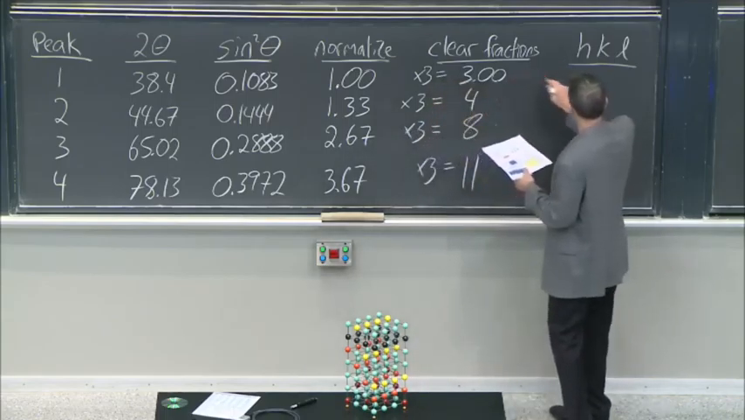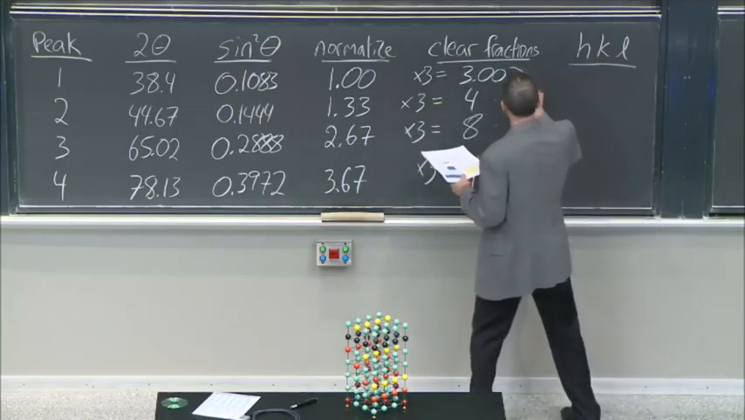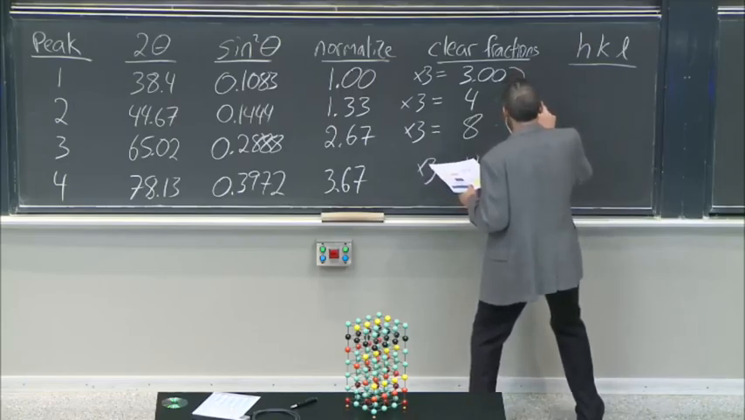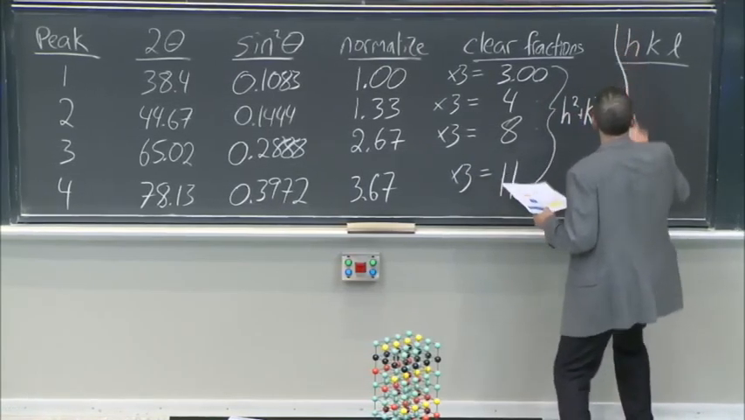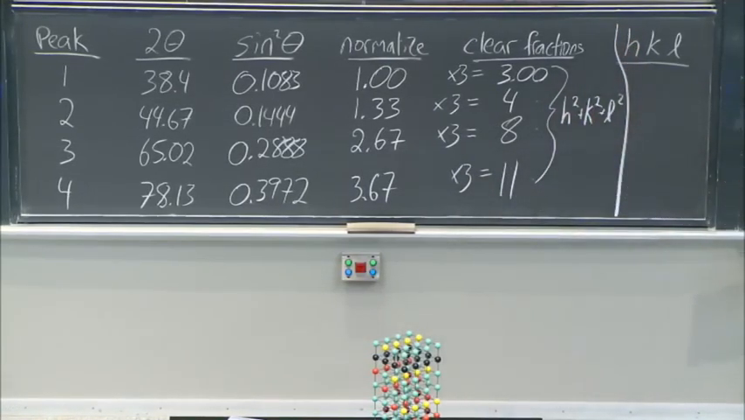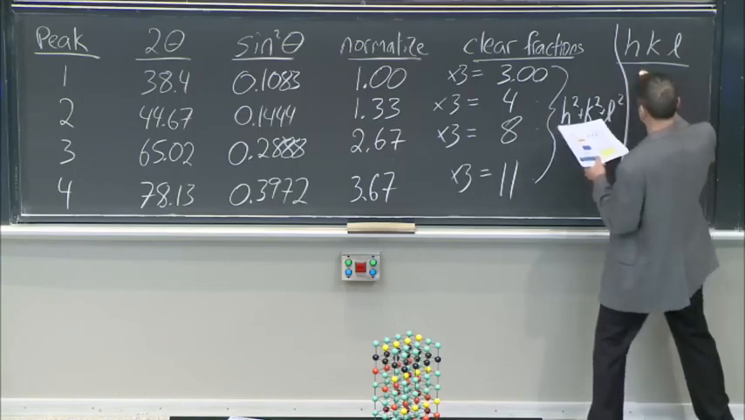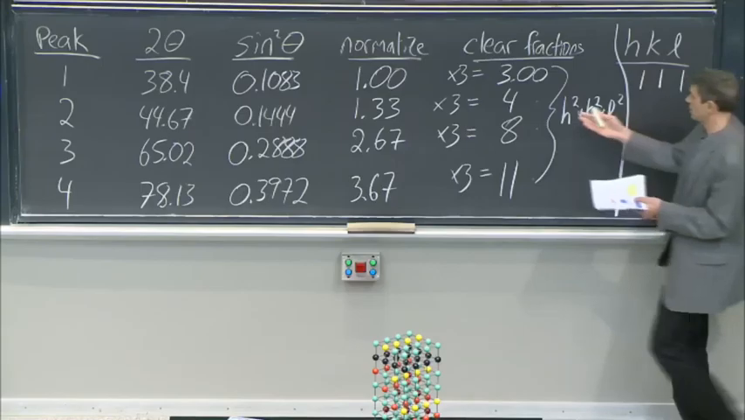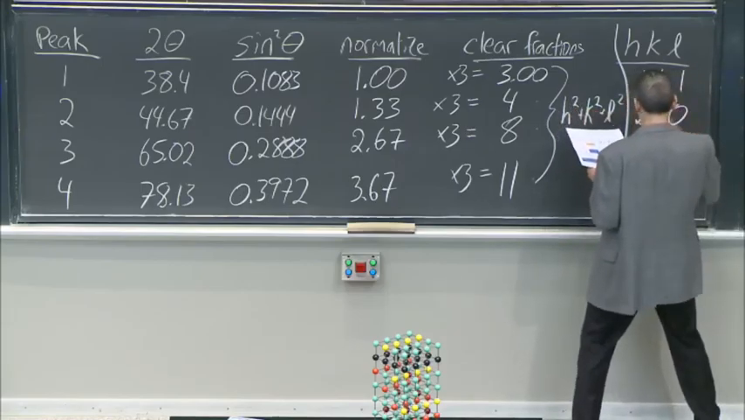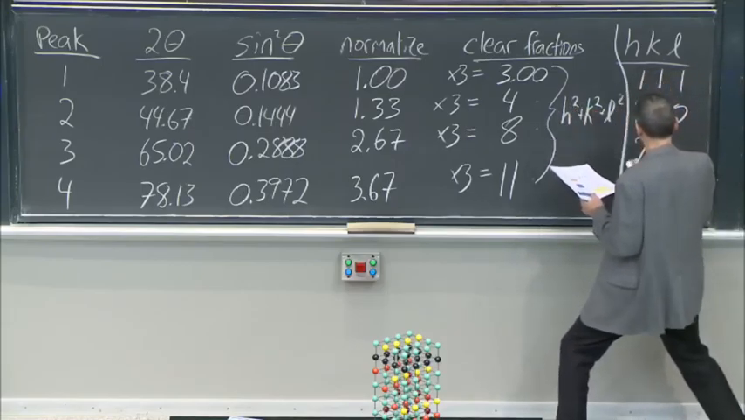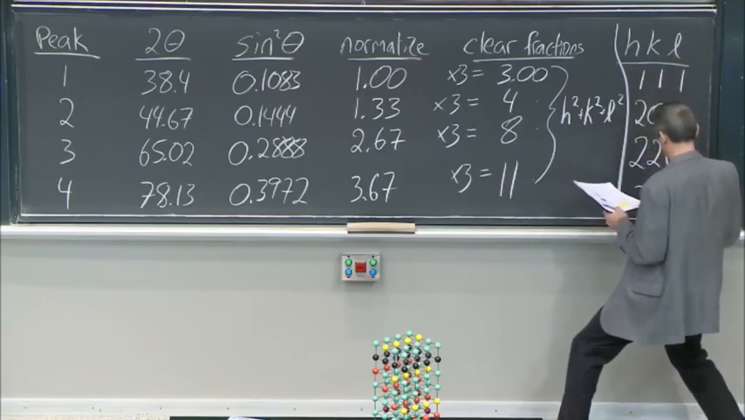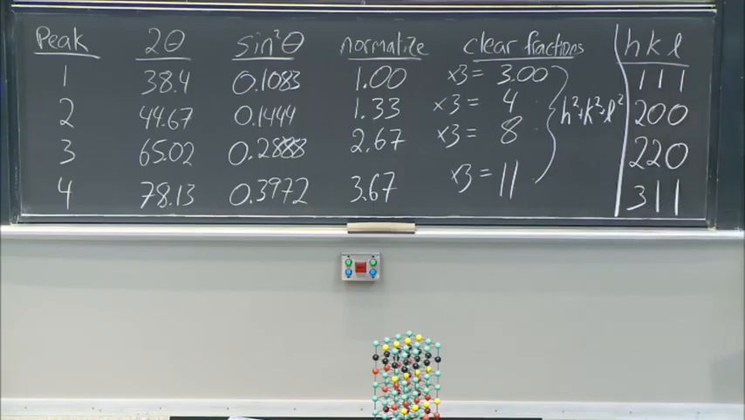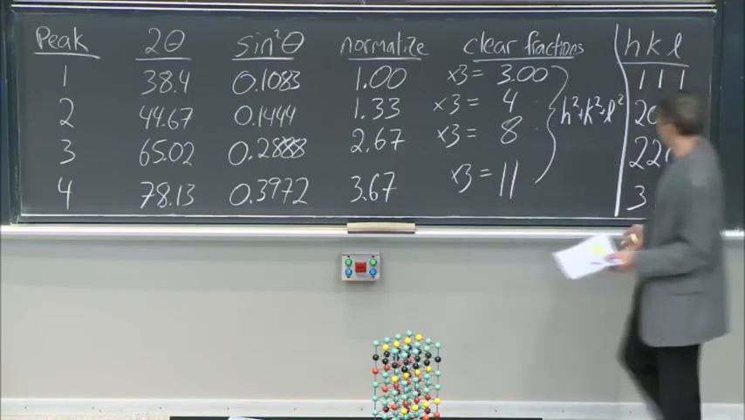Well, this has to be h squared plus k squared plus L squared, okay? I want those to be an h squared plus k squared plus L squared. So if I do that, this looks a whole lot like 1, 1, 1. That works. And for 4, 2, 0, 0. Okay, and for 8, 2, 2, 0. And finally, for 11, 3, 1, 1.